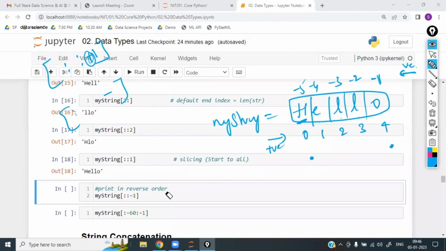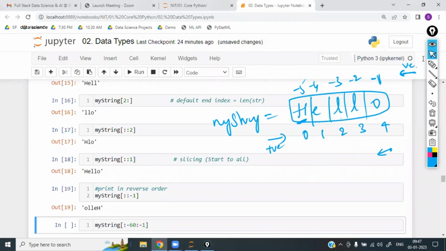Right? Now, here I have colon minus 1, from starting to ending, everything in the negative direction. The starting point is this, and I want everything in the negative direction. That is OLLEH. Like this, we can print a string in reverse order. A string in reverse order is just colon minus 1. Minus 1 means negative direction. Is that clear?